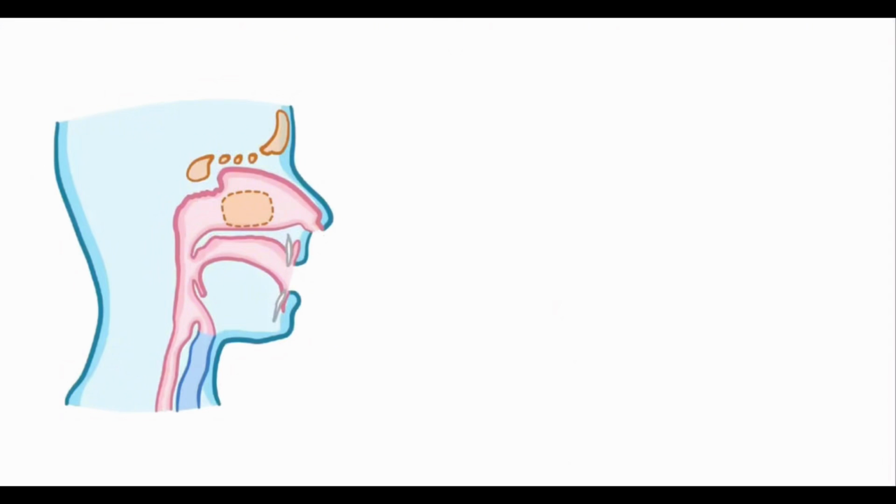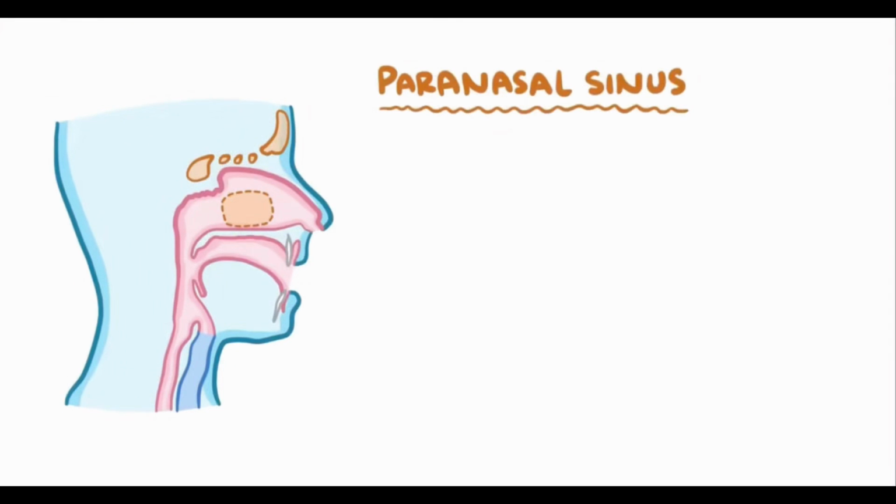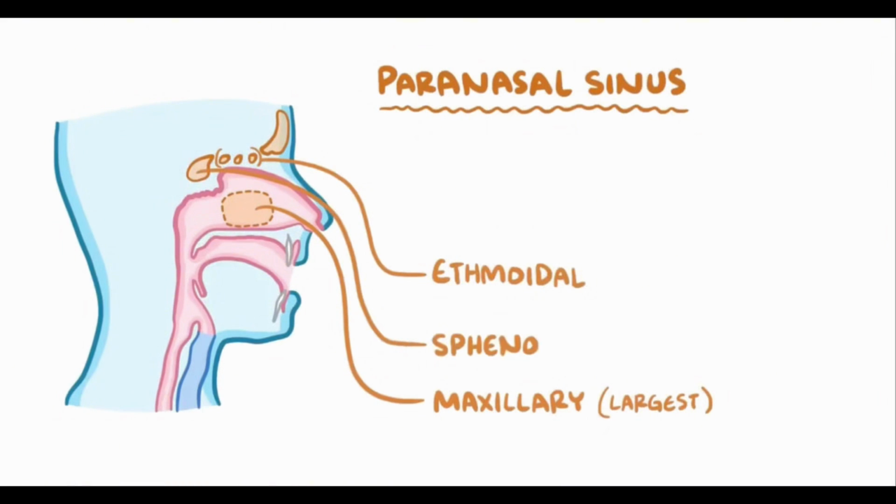The nasal cavity is connected to 4 paired paranasal sinuses, named according to the bones in which they lie. The largest are the maxillary sinuses, found right below the eyes. Then we have the ethmoidal and the sphenoidal sinuses, behind the eyes. Finally, the frontal sinuses are in the forehead, right above the eyes.